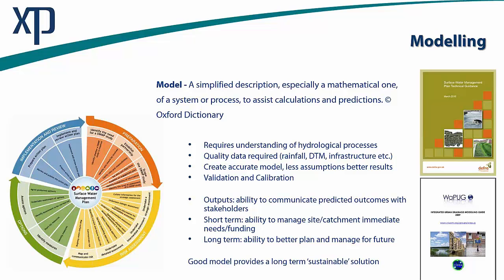Flood model outputs allow us to communicate predicted outcomes with stakeholders. In the short term, it gives us the ability to manage our catchment or site's immediate needs, such as funding, for example. In the long term, it gives us the ability to better plan and manage for the future. So if we already have an area at risk, do we put more houses in there or do we not? And so on. A good model provides a long-term sustainable solution.